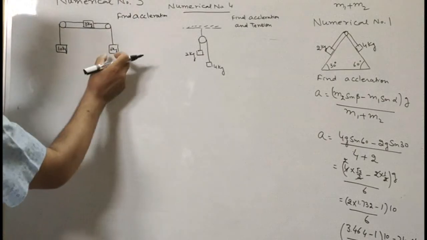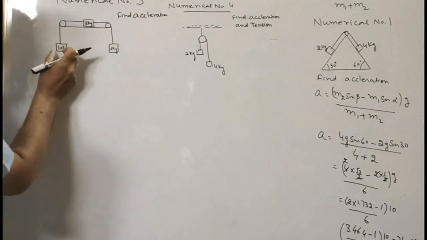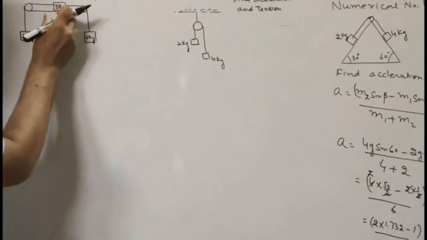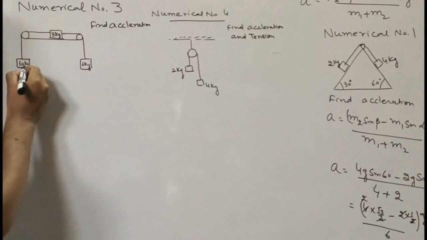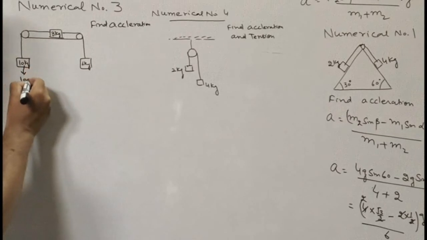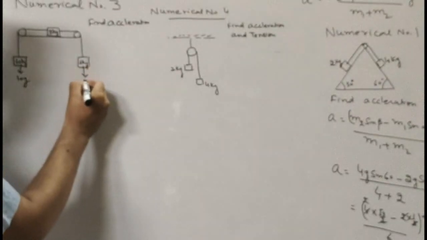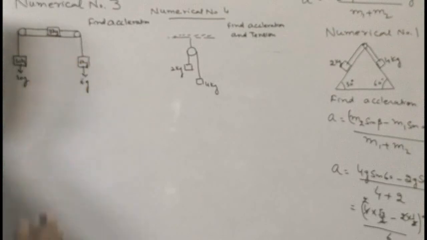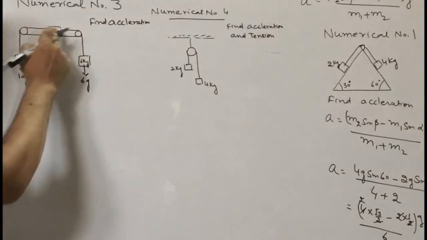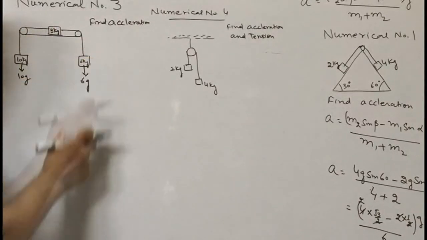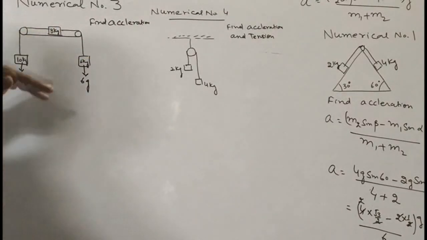Now numerical number 3. This is a different case. Mass is 6 kg over here, 10 kg over here, 3 kg over here. This mass is not moving. This is acting vertically downward, 10g. And this is also acting vertically downward, 6g. Angle is 90.